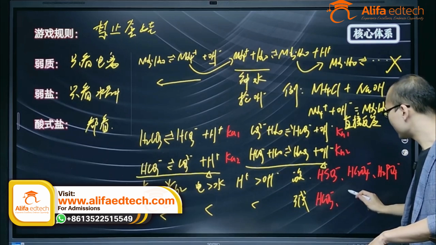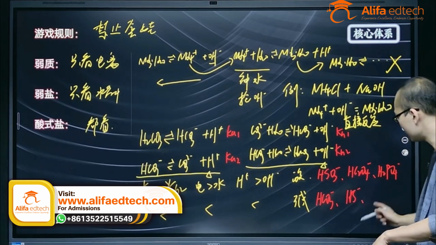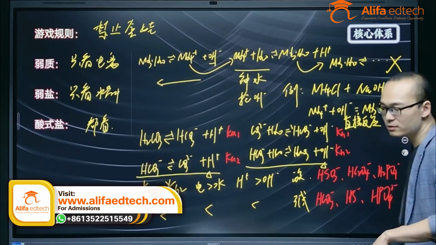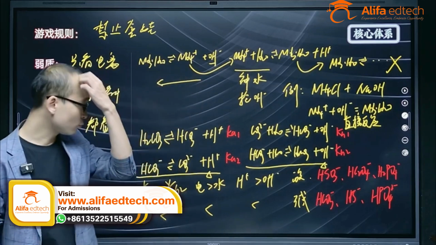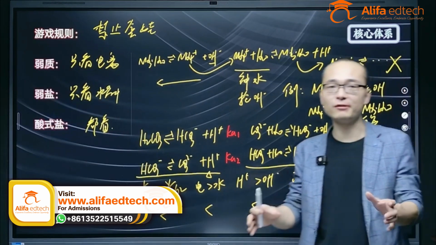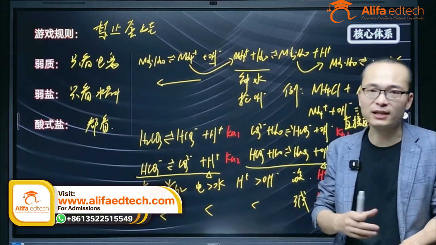This is also a buffer system commonly used in our biological bodies. How to determine the acidity or alkalinity of an acid salt? We need to compare the behavior of the acid salt in solution. Since it can both ionize and hydrolyze in solution, ionization generally produces hydrogen ions, hydrolysis produces hydroxide ions. So you need to compare the degree of ionization versus hydrolysis to determine if the solution is acidic or alkaline.